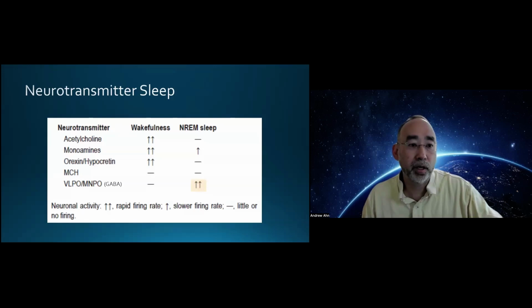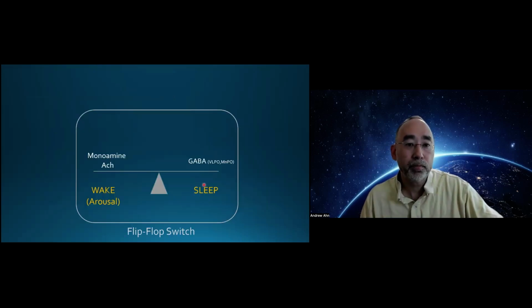And so this is just a quick summary of the representations here. During wakefulness, the monoamines, acetylcholine, and orexin are elevated. During non-REM, GABA is elevated.